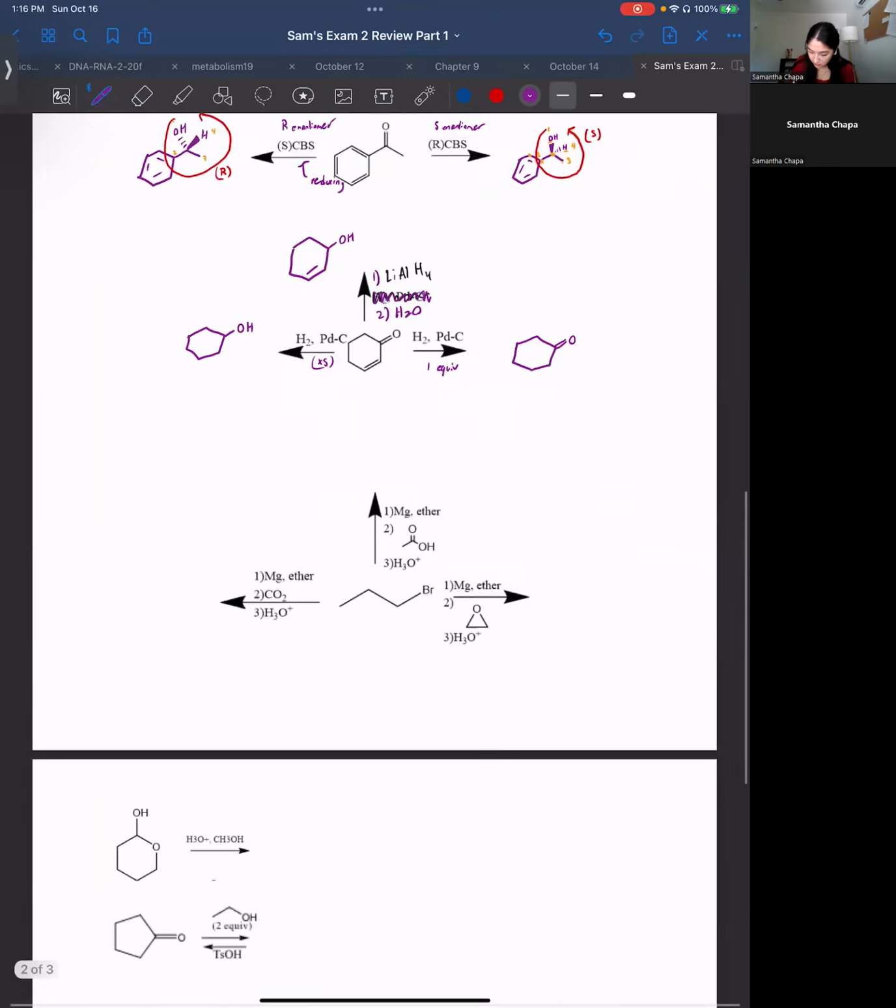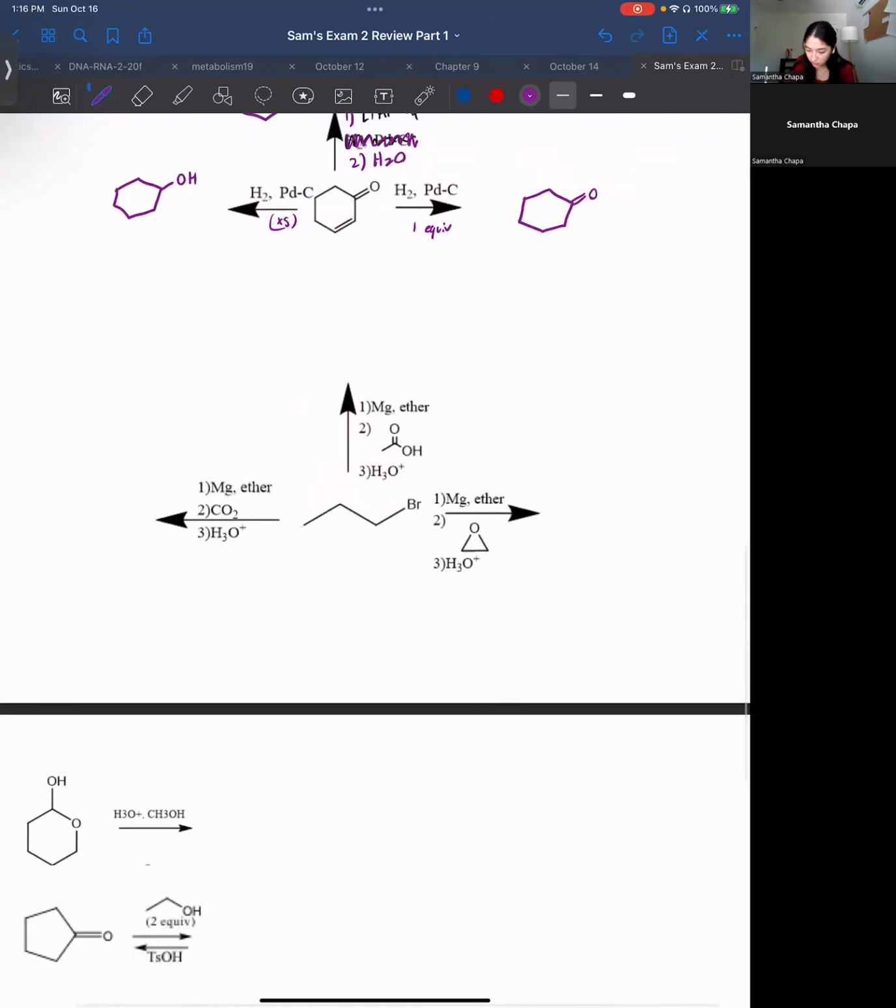Okay. These are a bit of the harder ones that you can definitely see on your exam. So Mg, ether. I'll do this one first. This one right here. Mg, ether, all it does is create the organometallic. Ether is the solvent in this case, so it helps the Mg go in between the carbon and the Br. So for the first step, all you're doing is creating your organometallic.